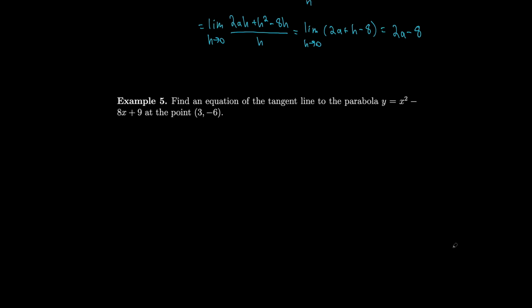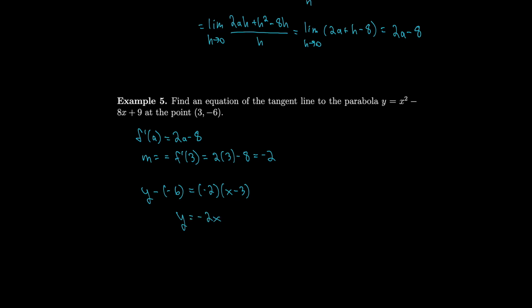Let's find an equation of the tangent line to the parabola y equals x squared minus 8x plus 9 at the point 3, minus 6. Well, we just calculated that the derivative f prime at a is equal to 2a minus 8. So that means the slope m of the tangent line is equal to f prime of 3. So we plug in 3 for a, and we get 2 times 3 minus 8, which is minus 2. Now we can use point slope form. We get y minus y1, which is minus 6, is equal to m, which is minus 2, times x minus x1, which is 3, which is the same as y equals minus 2x when you simplify.